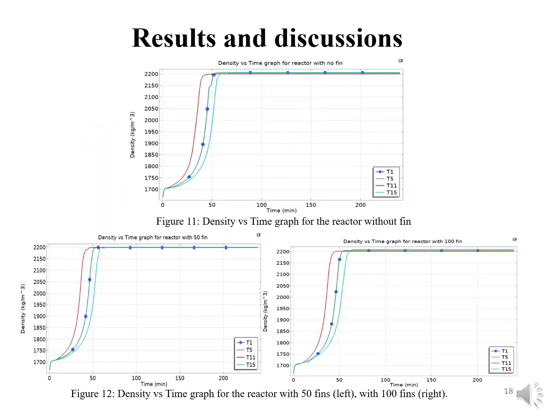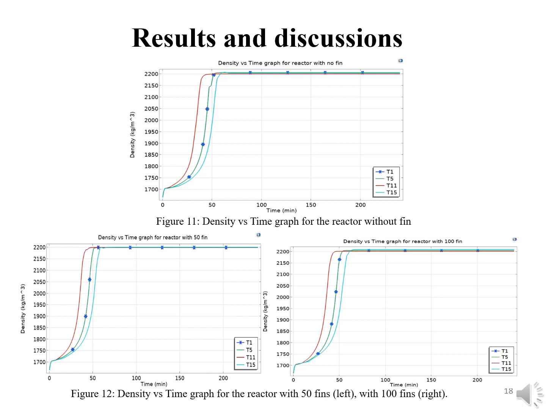The density versus time relationship for the reactor with no fin is shown in the first graph. As previously discussed, as heat dissipation increases, the exothermic reaction rate increases. Because the heat dissipation is not uniform over the length of the reactor, the time required to complete the exothermic process varies. As seen in the graph, the reaction rate at point T11 is quicker than at points T1, T5 and T15. Because the heat dissipation is lowest at point T15, the reaction time is the longest.